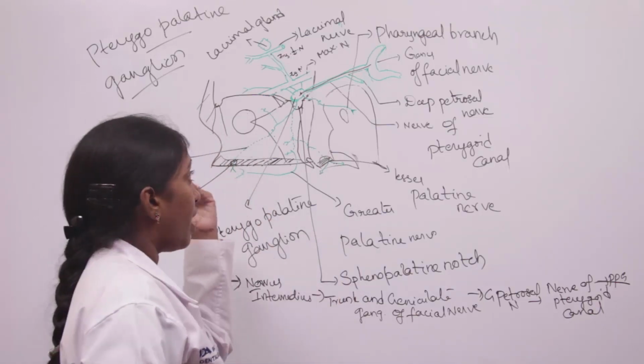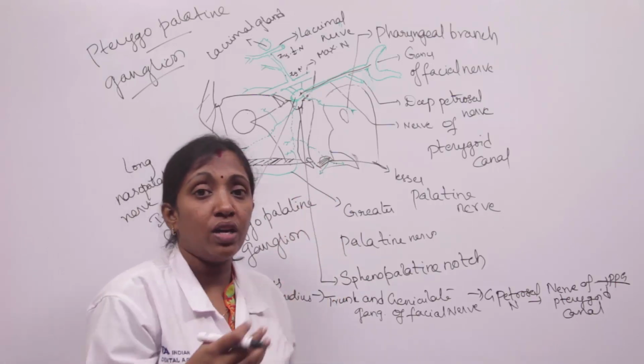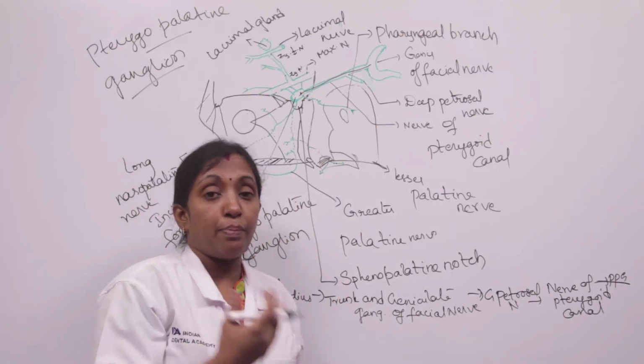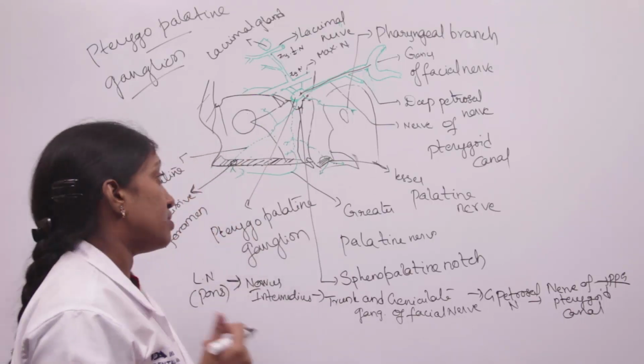It is one of the largest of the four parasympathetic ganglia, compared to the otic ganglion, ciliary ganglion and submandibular ganglion. This pterygopalatine ganglion is the largest one. It is the largest parasympathetic ganglion.